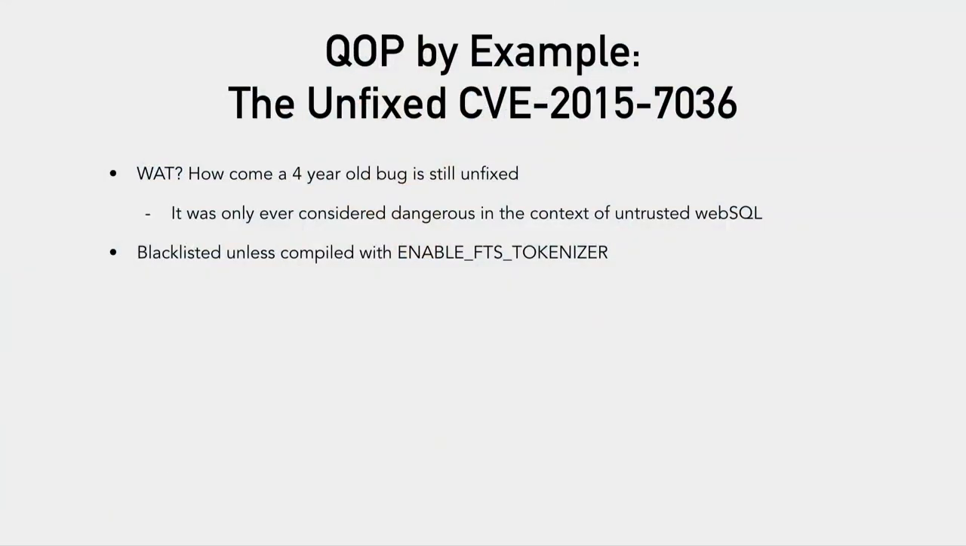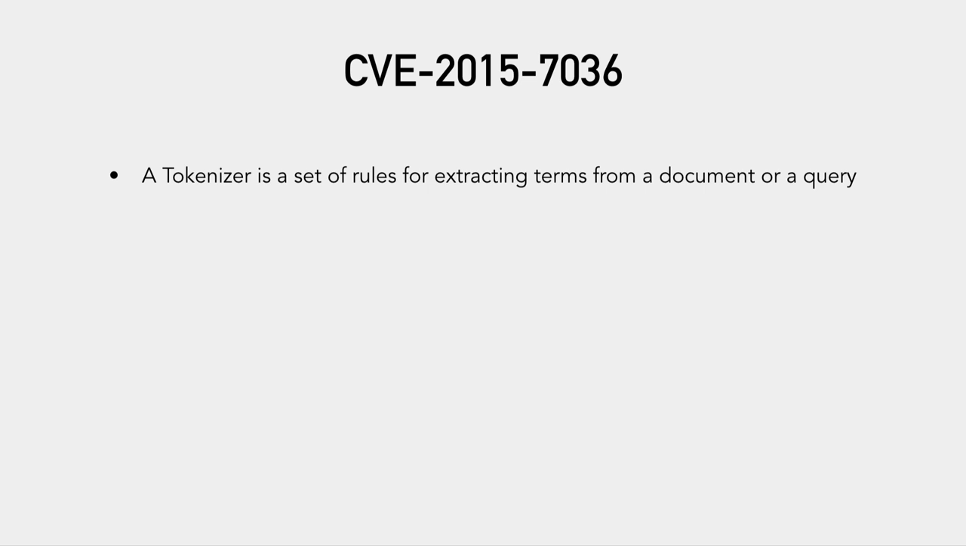It is blacklisted, actually, unless you compile SQLite with a certain flag. But these platforms are still vulnerable. So we have PHP 5 and PHP 7 and iOS and macOS all still vulnerable to this CVE. So let's describe the vulnerability a little bit. We said that it has something to do with the tokenizer.